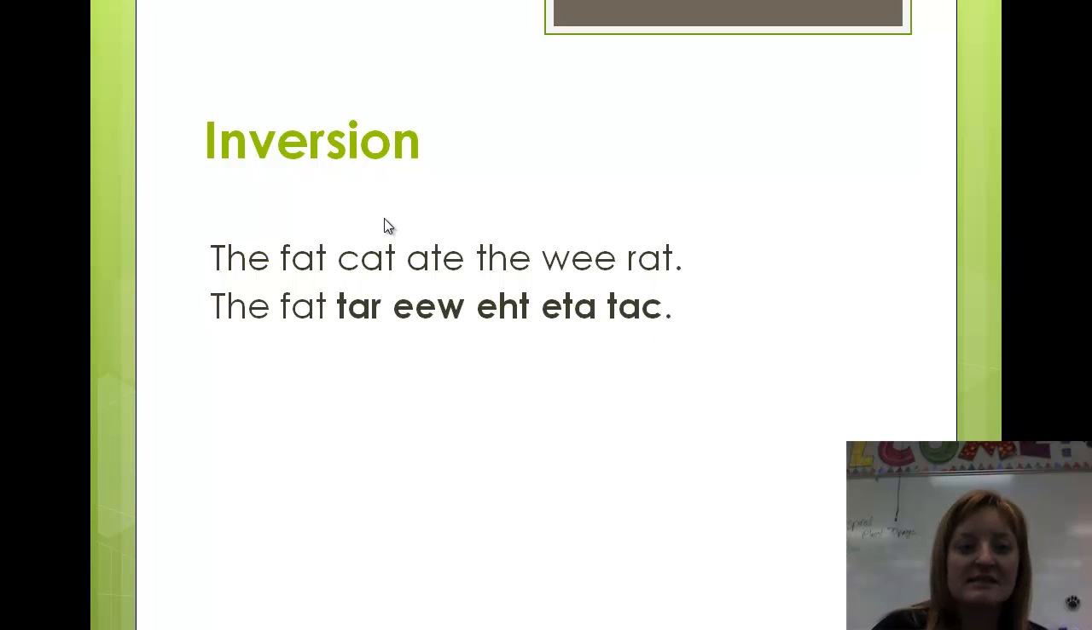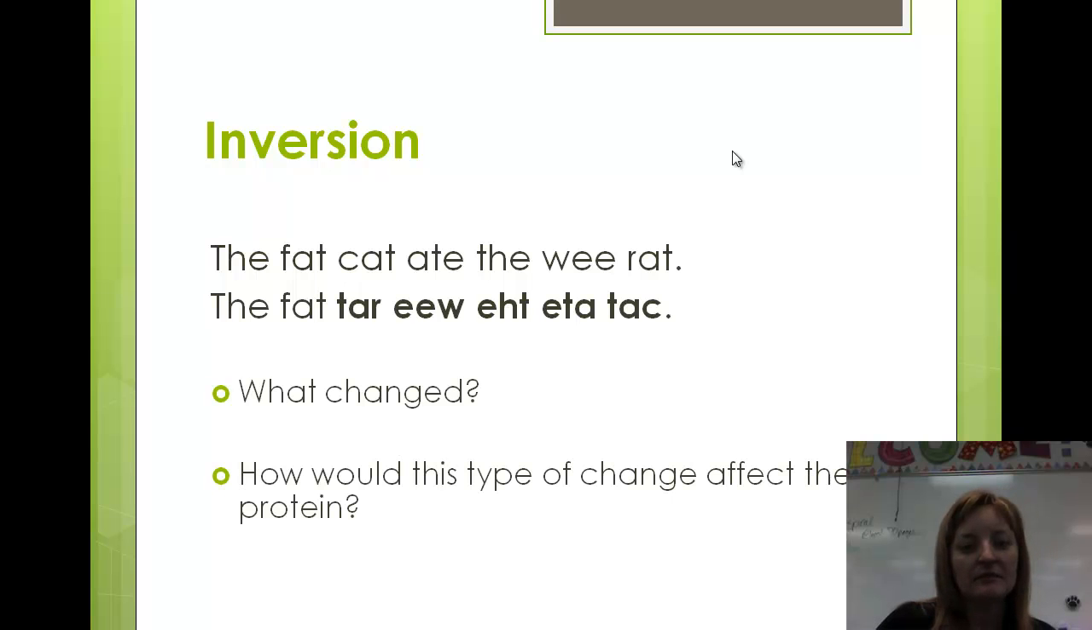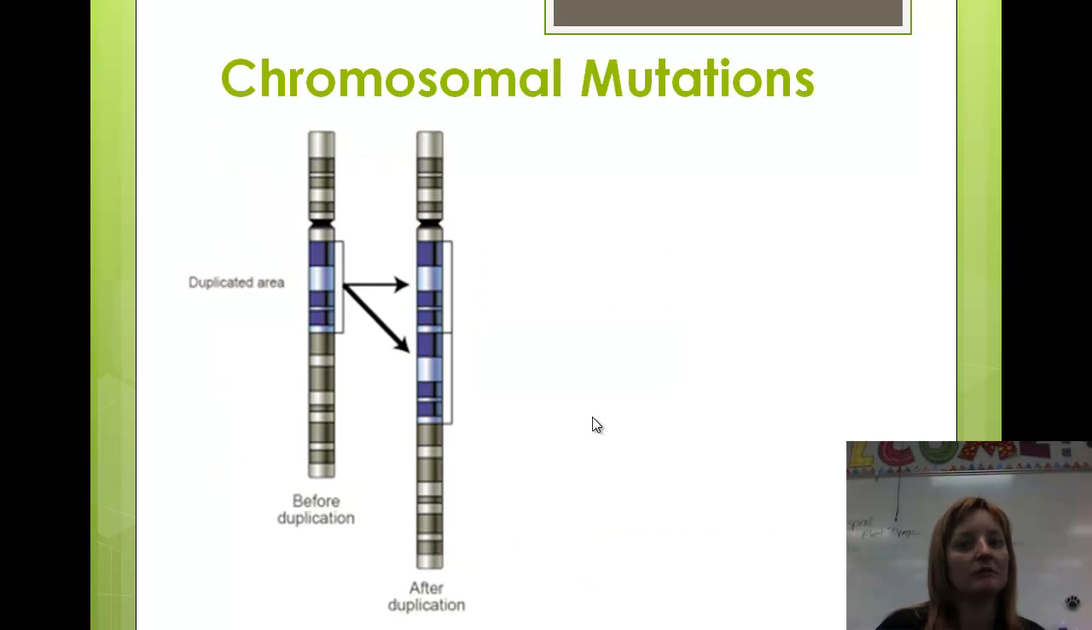So it's the same number of nucleotides, which we didn't see in a frame shift mutation where the whole thing shifted over more or shifted one less, but we are seeing that it still doesn't make very much sense because we've inverted the amino acid sequence. This would affect the protein. Pretty big deal, because tar is not going to give us the same amino acid as cat. And so you may have some that code for the same amino acids, but it would be rare.